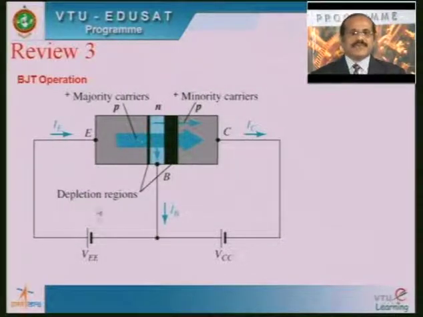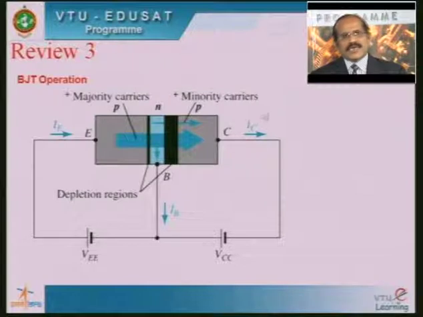As you can see in this slide, we have a PNP transistor. The P forms the emitter, the N layer is the base region, and the extreme right hand side P layer forms the collector. The emitter, the P layer, is connected to the positive terminal of VE with reference to the base, and similarly the collector, the P layer, is connected to the negative terminal of VCC with reference to the base. Therefore, the emitter base junction is forward biased, whereas the collector base junction is reverse biased.